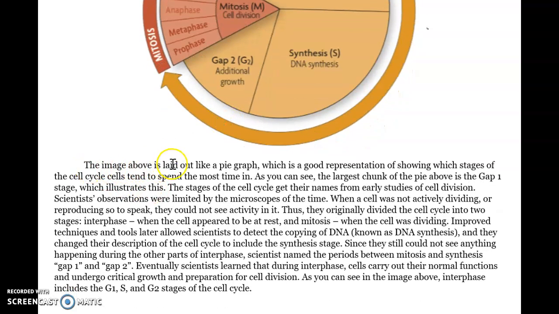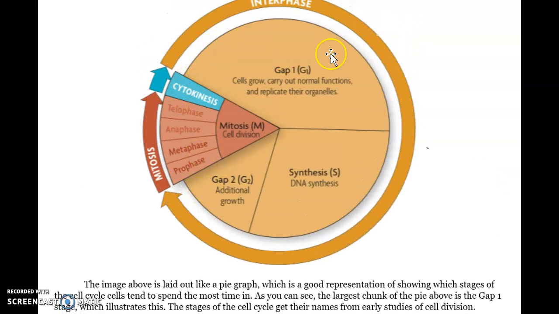The image above is laid out like a pie graph, which is a good representation of showing which stages of the cell cycle cells tend to spend the most time in. As you can see, the largest chunk of the pie above is the gap 1 or G1 stage, which illustrates this. So when we look right here, the whole pie would represent 100%. If this is 50% and this is 25%, that would be close to 40%. So about 40% of a cell's life is spent in the gap 1 stage.